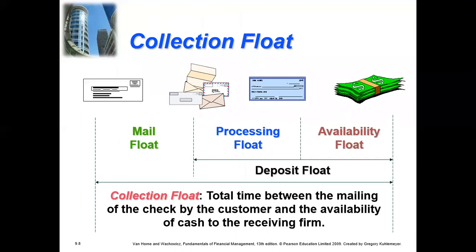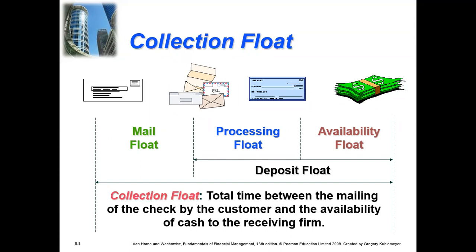So when we talk about issuing of an invoice and putting it into the mail, the time it takes from issuing of the invoice to the recovery of money is basically what we call the mail float. And the mail float also includes the processing as well as the availability float.